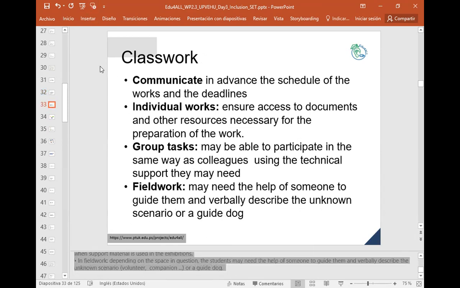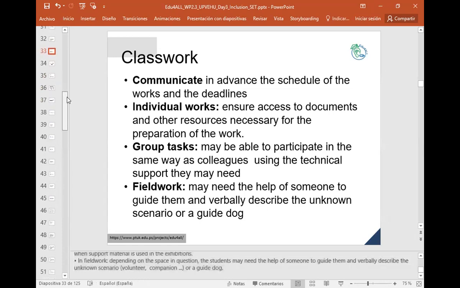For classwork, communicate well in advance the schedule of the type of work to be carried out and the completion date so that students with visual difficulties have enough time to organize and participate on equal terms. In individual works, ensure access to documents and other resources necessary for the preparation of the work. Keep in mind that reading through the Braille system is slower than usual.